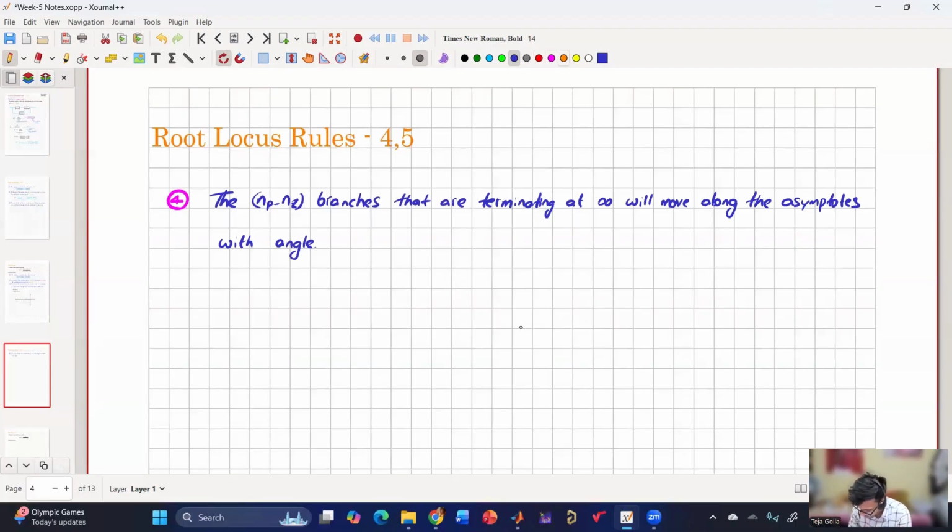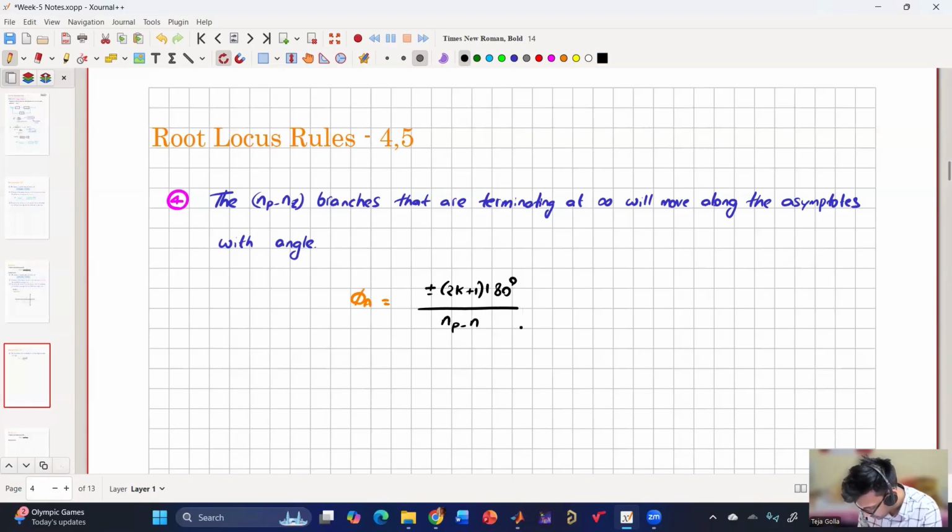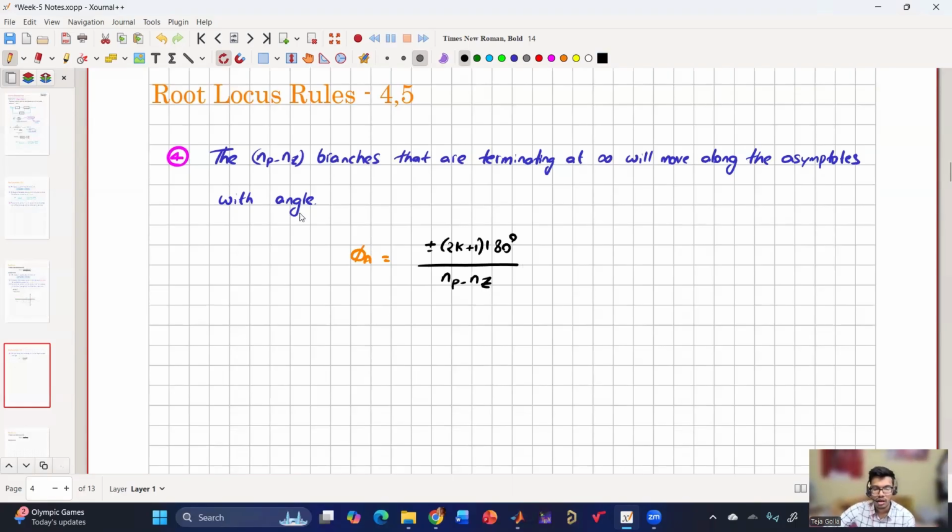So let us consider the angle as well. The angle of the asymptotes, phi, is nothing but plus or minus 2k plus 1 into 180 degrees by number of poles minus number of zeros. So this is the angle of the asymptotes. We have to check whether NP minus NZ is there or not. If they are there, some of these branches will terminate towards the infinite and move along these asymptotes, and the angle of the asymptotes is given by this.